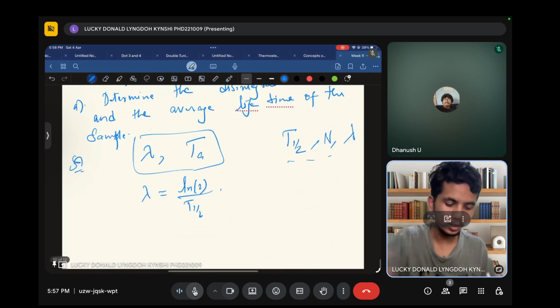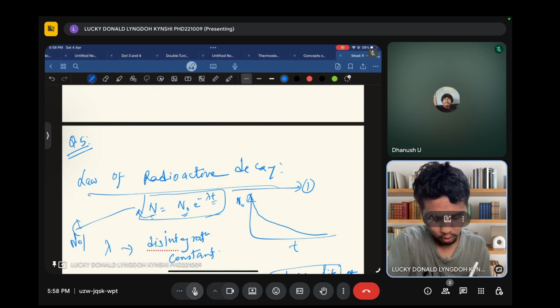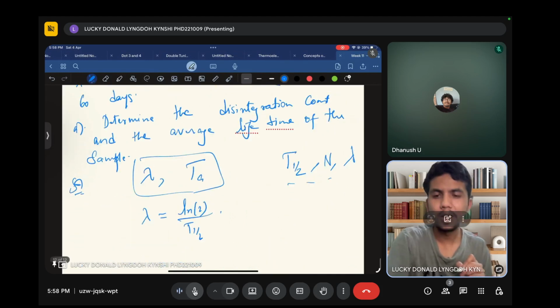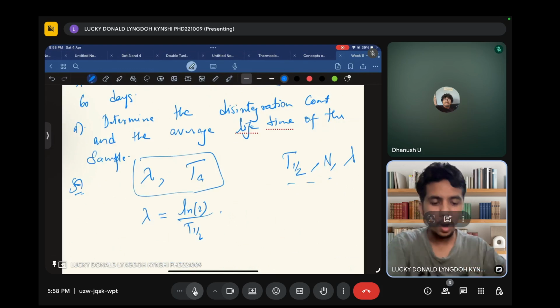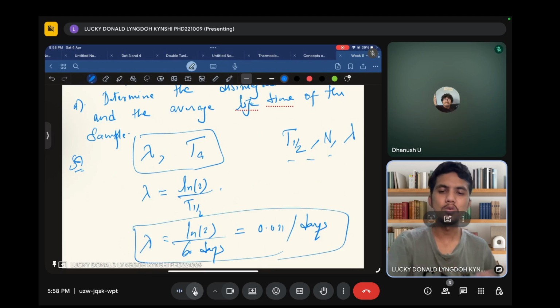This is a simple problem in which you substitute in the main equation t equal to T half, and N to be N naught divided by 2, and you get a relation between your disintegration constant and your T half. Why do you need the relation? Because the problem is given in terms of your half-life. So finally you get lambda equal to ln of 2 by T half. You know what ln of 2 is, and T half is given to be 60 days. This is pretty straightforward: 0.011 per day. So this is the disintegration constant, lambda equal to 0.011 per day.